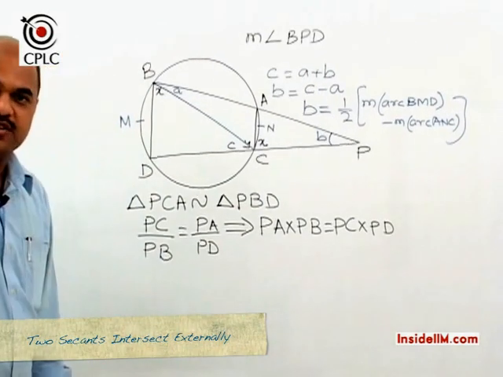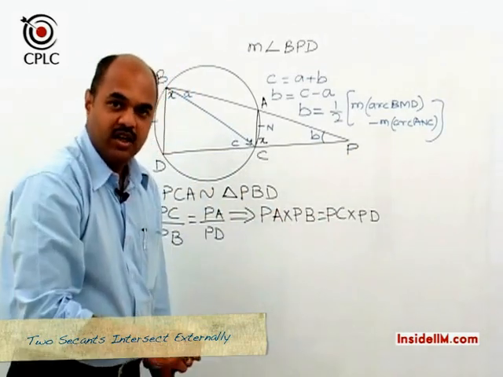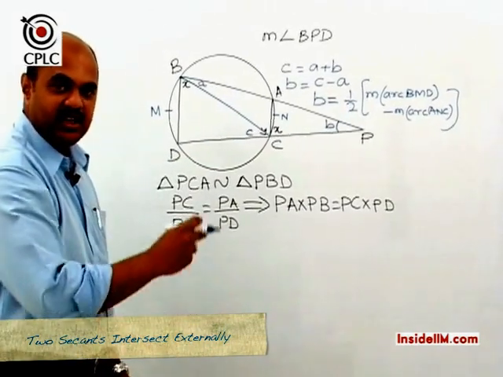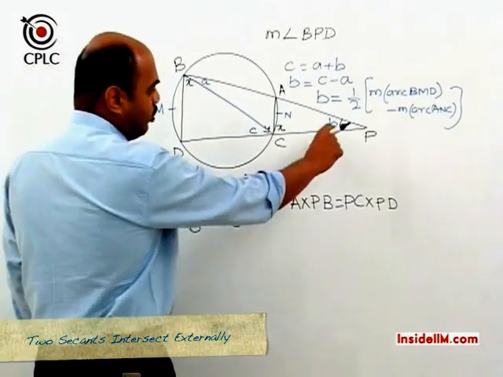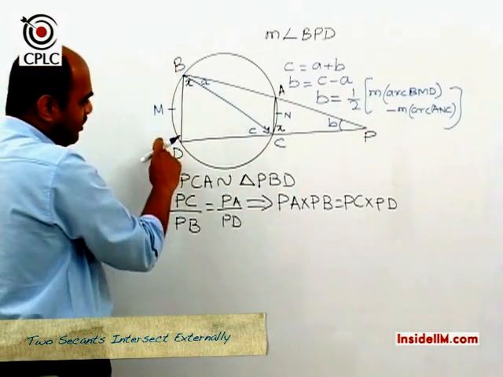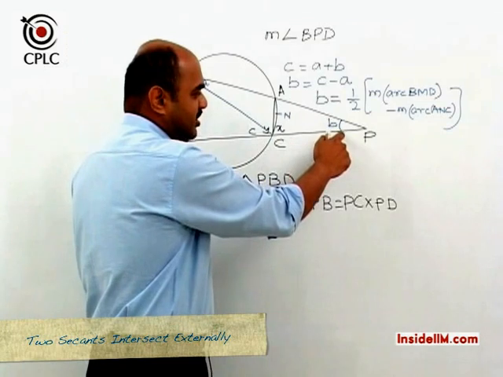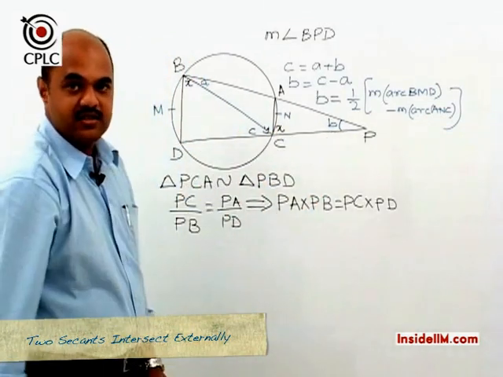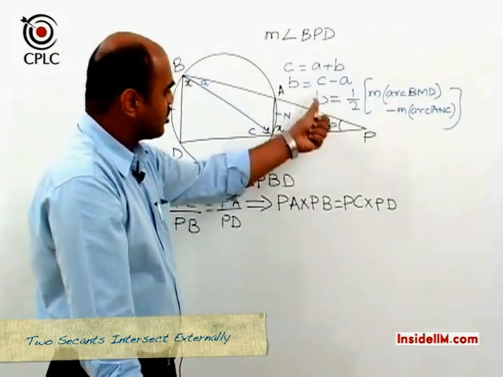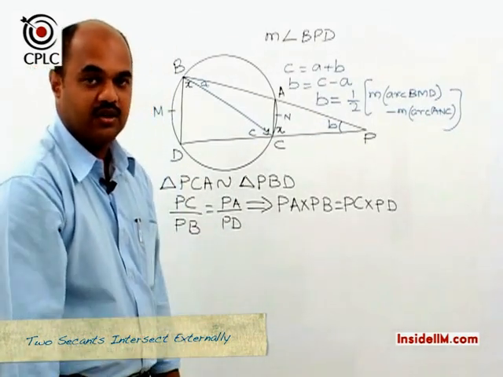And hence we can remember this formula as: when two secants intersect at a point outside the circle, the angle at that point of intersection is half the difference of the arcs that we can look at with respect to this angle. So when we look at this angle here, we can see an arc BMD and an arc ANC on the circle, and the angle at this point of intersection is half the difference of these arcs. So these are the two properties, one for the lengths and the other in terms of angle at the point of intersection when we have two secants intersecting externally.